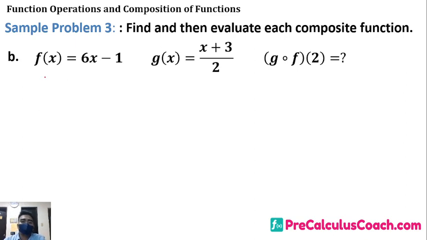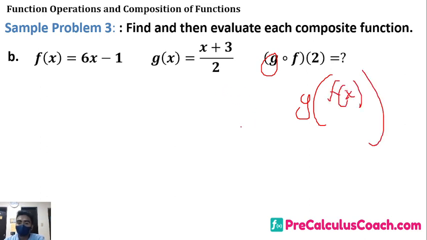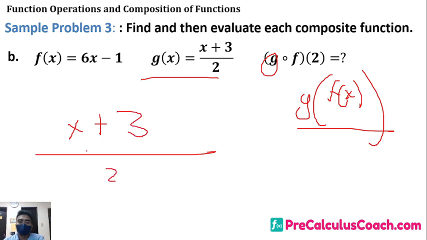So we have another example. We have f of x equal to 6x minus 1 and g of x equal to (x plus 3) over 2, wherein the outer function is g and your inner function is f. So therefore, for g of x, instead of x, you will have f of x. And focus on your g of x, right? So g of x becomes (x plus 3) over 2.